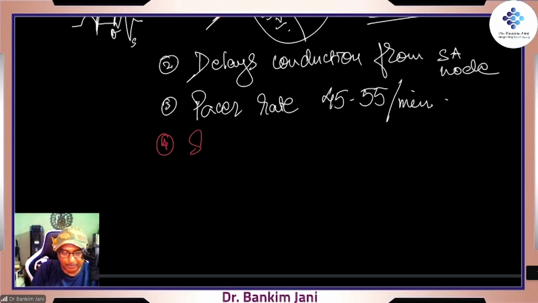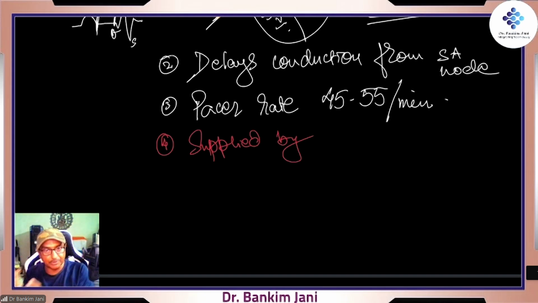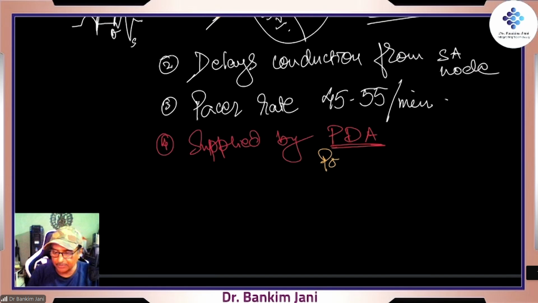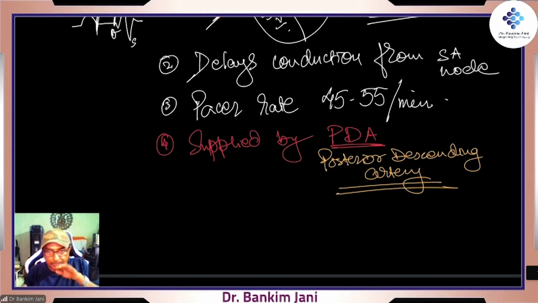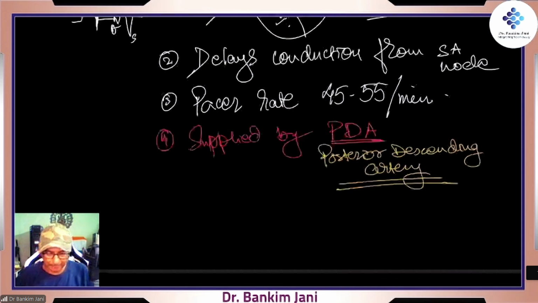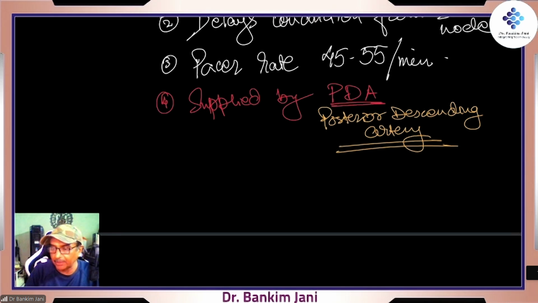Now the AV node comes down, and it is supplied by the PDA, the posterior descending coronary artery. This posterior descending artery, which goes at the base, gives one branch to the AV node. The PDA usually comes from the RCA.